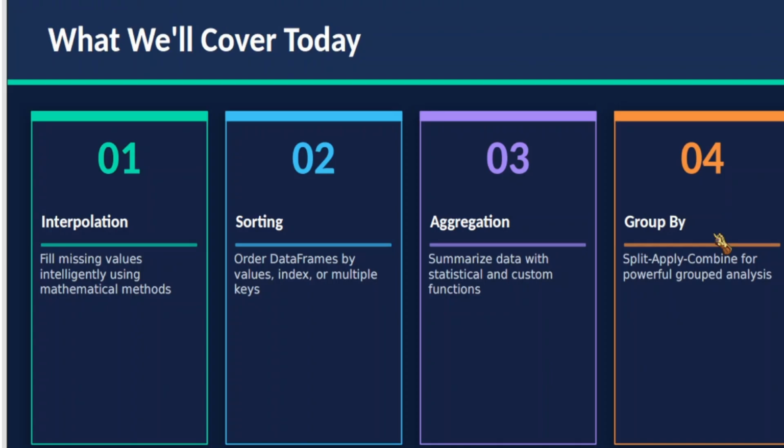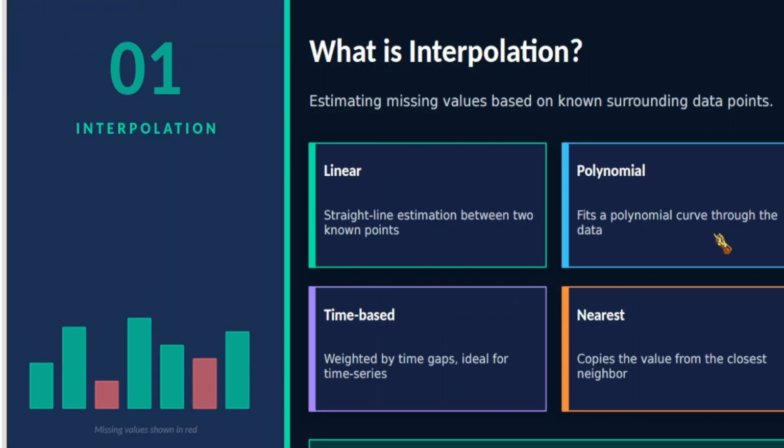So let's start with the first topic, that is interpolation. Interpolation is estimating missing values based on known surrounding data points. If there is a missing value in a column, we will handle it by looking at its surrounding, like the value above the data point or the value below it. So we will fill the missing value based on its surrounding.